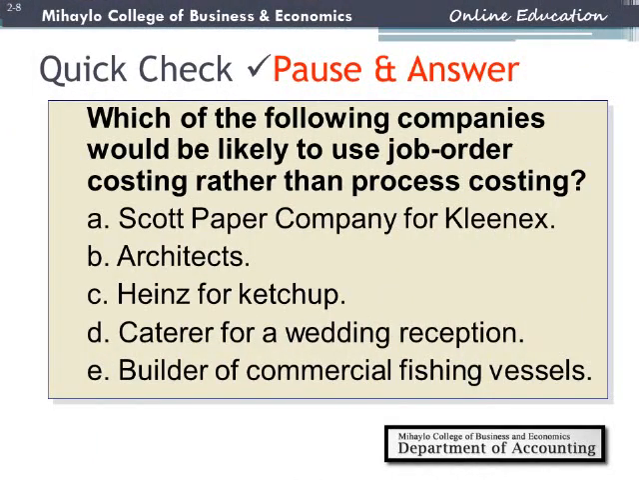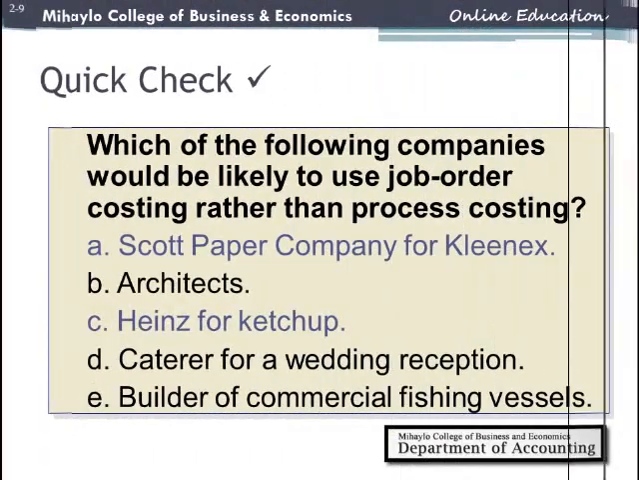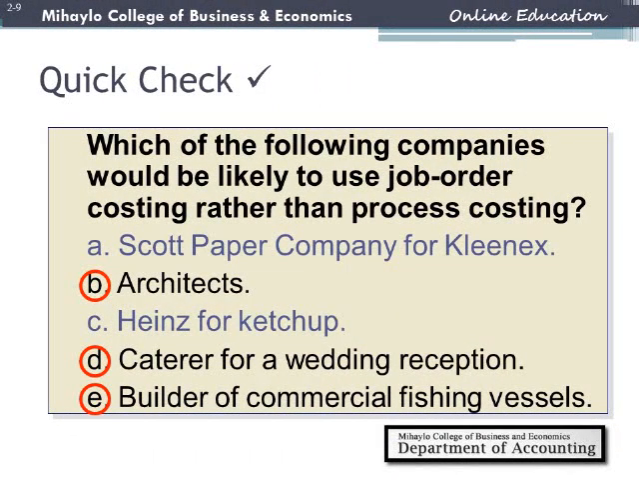See if you can identify those types of companies that would benefit from the use of a job order cost system. There may be more than one company in the list. How did you do? The paper and ketchup manufacturers would probably use a process costing system rather than a job order system.